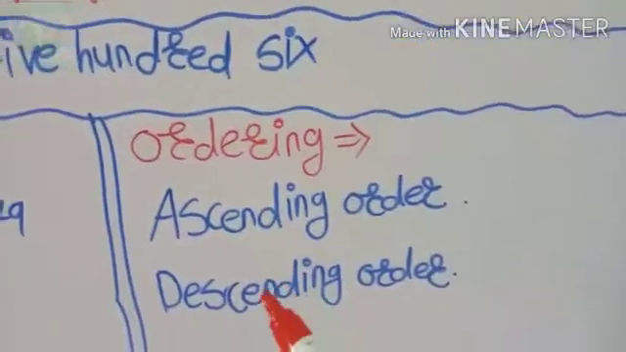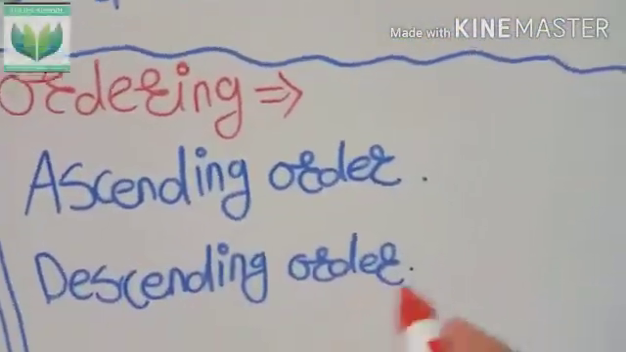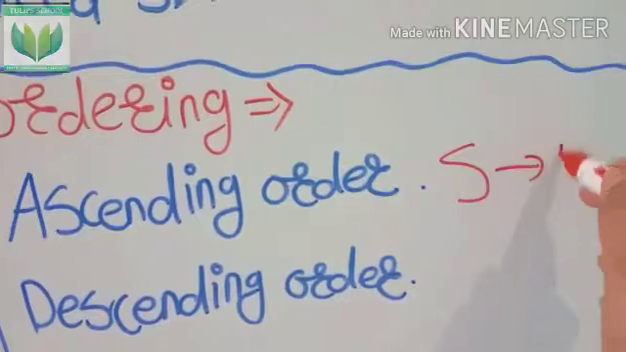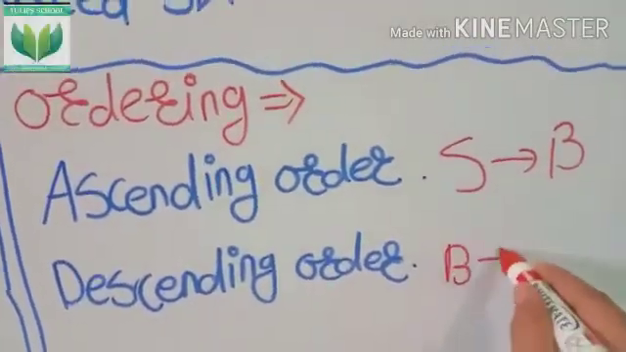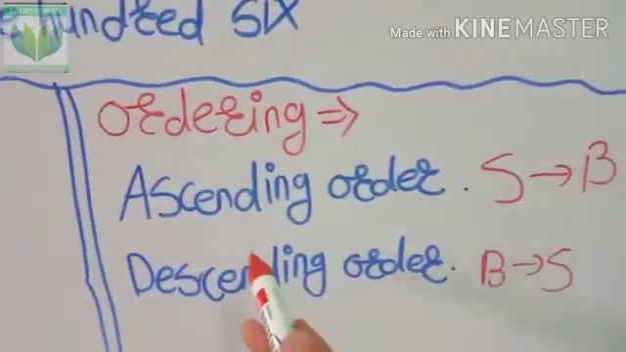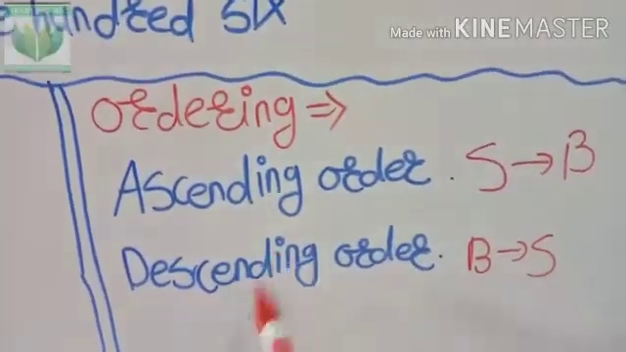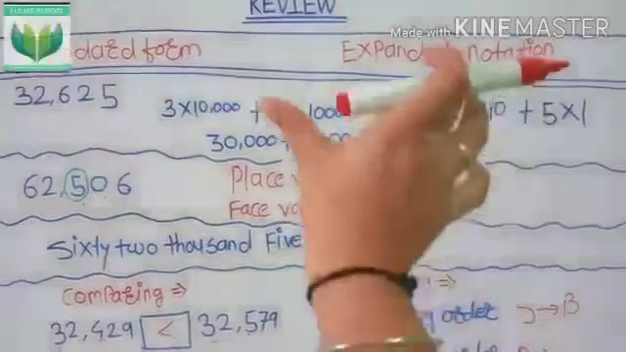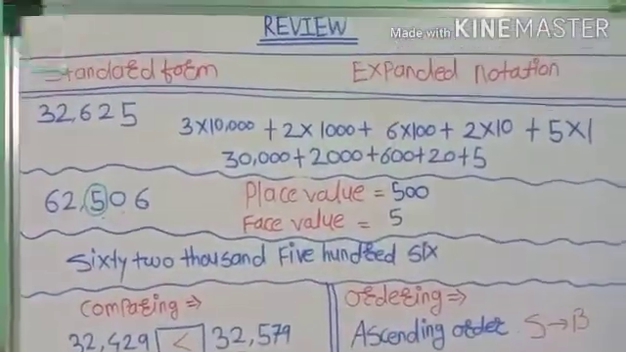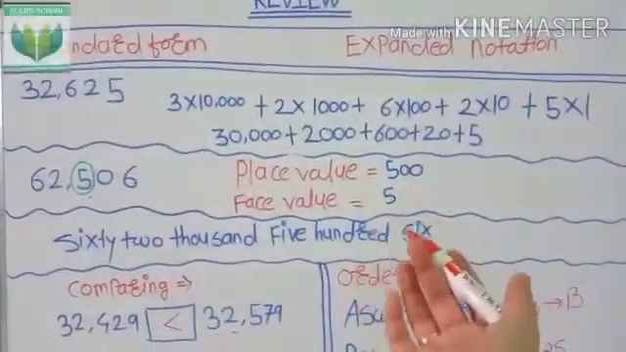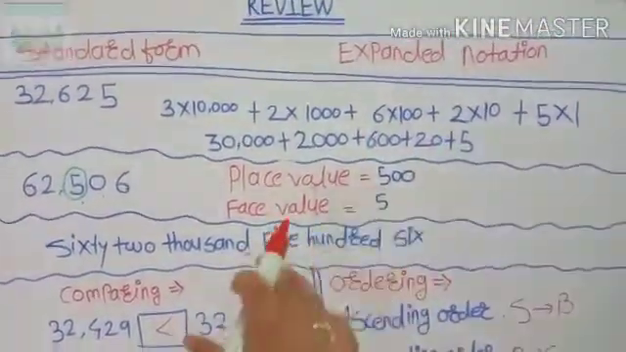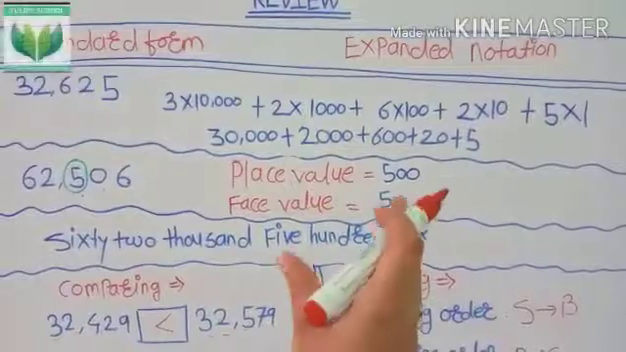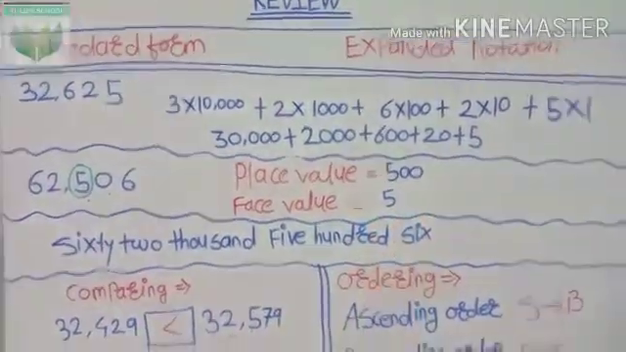Now ordering. Ascending order means, can you tell me? Small number to biggest number we have to move. And descending means biggest number to smallest number. Ascending order is also called increasing order, and descending is decreasing order. The first lesson is almost completed. In the next video we are going to learn about the second chapter. On the basis of comparing, ordering, standard and expanded form, I will give you homework.